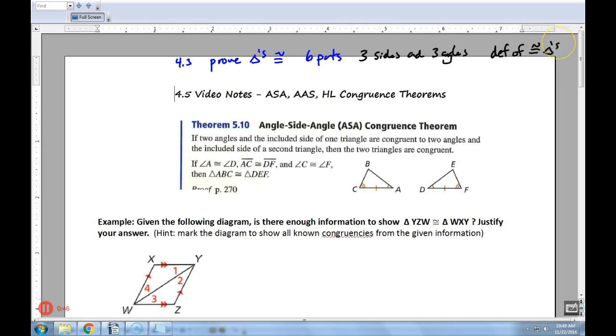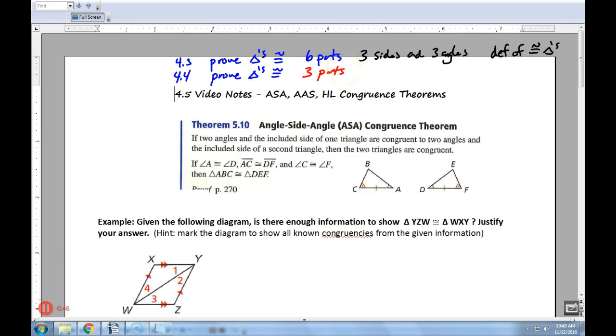Now, the only time you're ever going to use that reason in a proof, and the only time you're ever going to want to find 6 parts, was doing the 4.3 practice. But in 4.4, I taught you a couple shortcuts. In 4.4, I said, hey, wait a minute. If you want to prove triangles are congruent, you really don't need all 6 parts. You really only need 3 parts.